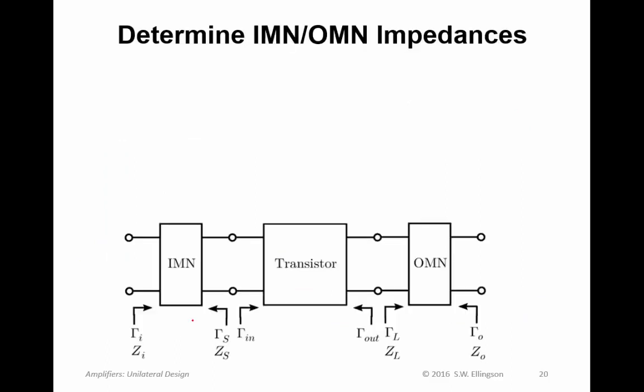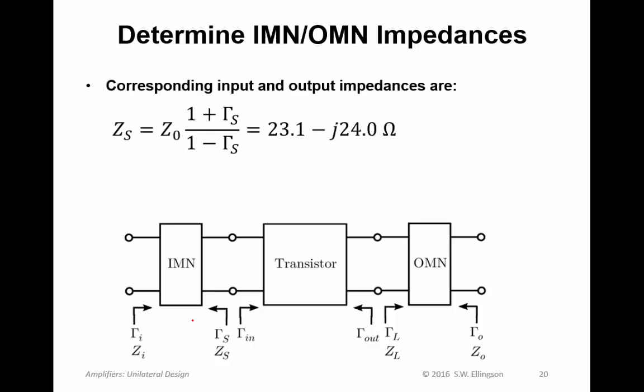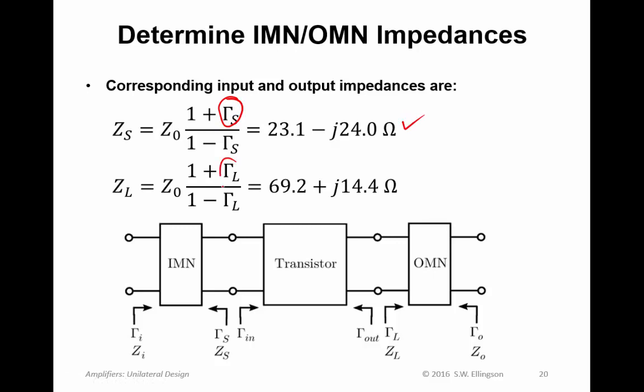Finally, we determine input matching network and output matching network impedances, and then proceed to synthesize the networks themselves. We convert to impedances from reflection coefficients in the normal manner. Here's gamma sub s converted to z sub s, we get this value. Here's gamma sub l converted to z sub l, we get this value. These are both complex values, as is usually the case, so we're going to end up doing some complex to real matching here. So from this, we have everything we need to synthesize the matching networks.